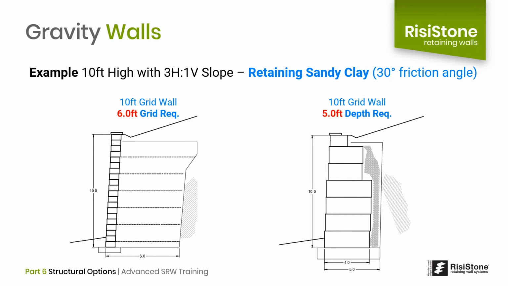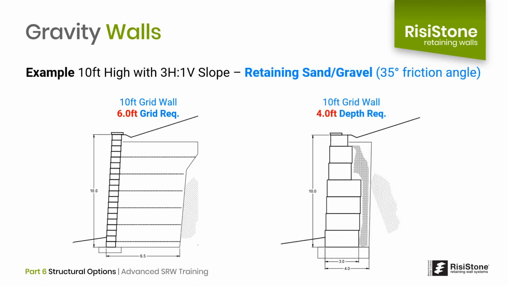If we increase the quality of the retained material to something slightly better, we can decrease the overall depth to 6 feet for the grid wall and 5 feet for the gravity wall, which is still not significantly different. Only when we get to very high quality retained soil, such as pure sand and gravel, do we start to see a significant difference. In this example again, we have 6 feet of geogrid versus 4 feet of gravity depth. But how often do we see this situation?